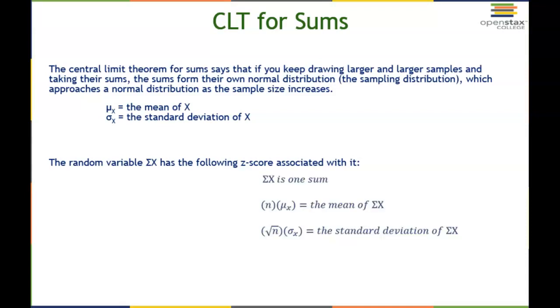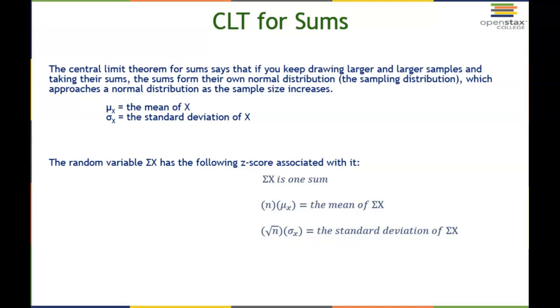The mean of our sum of x's is going to be n times the mean of our population. So before, the mean of our sample averages was the mean of the population. Well, now the mean of the sum of x's is just going to be n times the mean of the population. The standard deviation of our sum of x's is going to be the square root of n times the standard deviation of the population. So square root of n times sigma sub x.